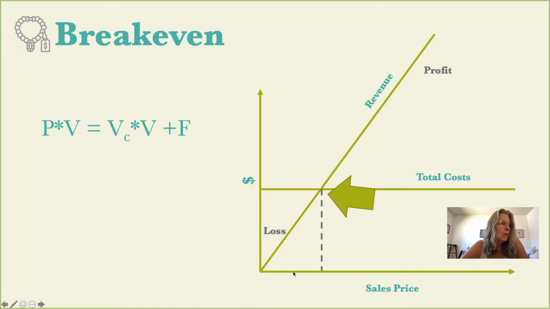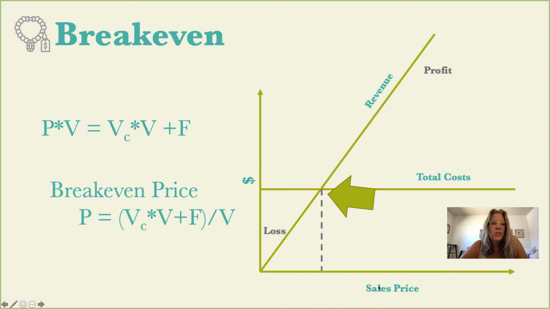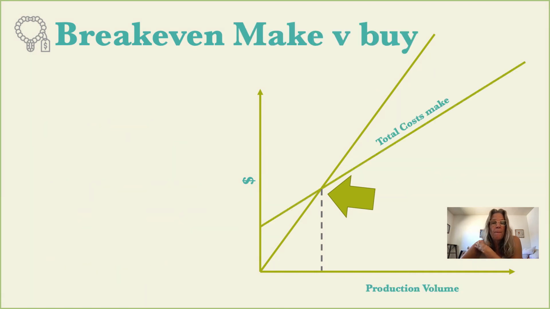So as we increase the price, this revenue line starts to go above this cost line. So this point right here is the price at which we start to make a profit. So if we rearrange this equation, we can see that price is equal to variable cost times volume plus fixed cost, divided by the volume. And that means in this example, the break-even value here can be solved in an example.